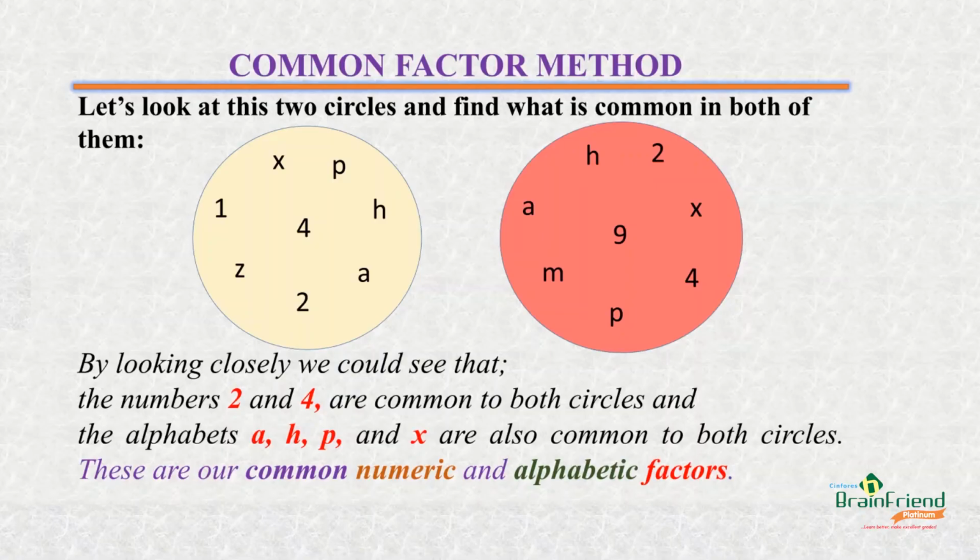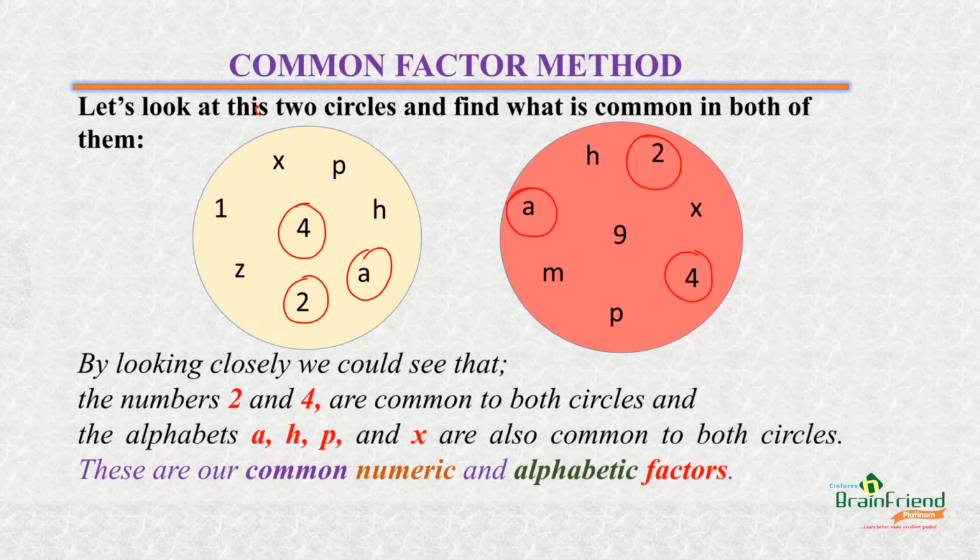How do we find the common factors? Let's look at these 2 circles and find what is common in both of them. By looking closely, we could see that the numbers 2 and 4, this here, here, here, and here, are common to both circles. So we would say that they are common numbers. Also, we could see that the letters A, H, P, and X are common to both circles.